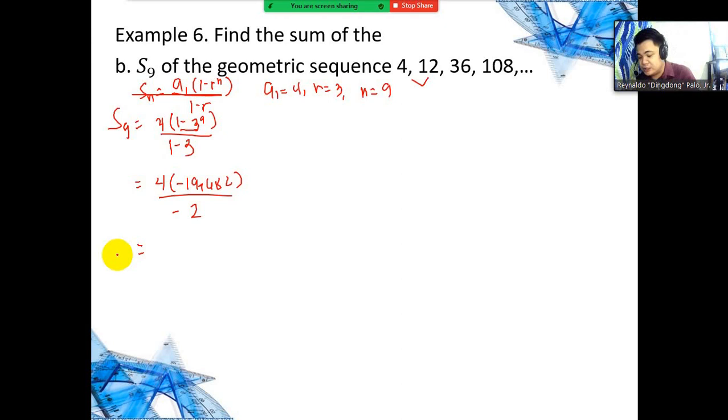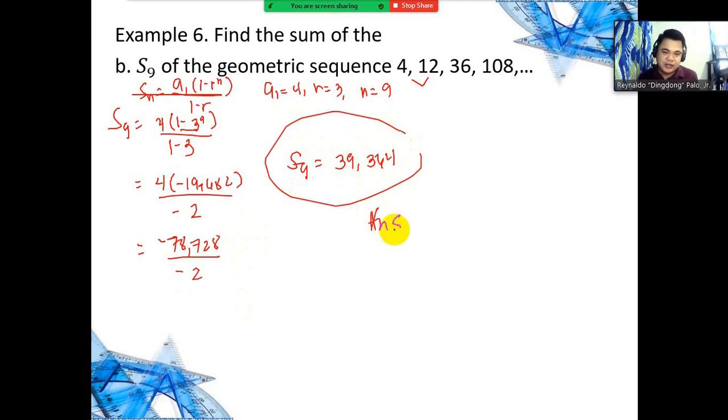Okay, so it's negative 78,728 over negative 2. Now divide by negative 2. The final answer will be S sub 9 equals 39,364. This will serve as your final answer.